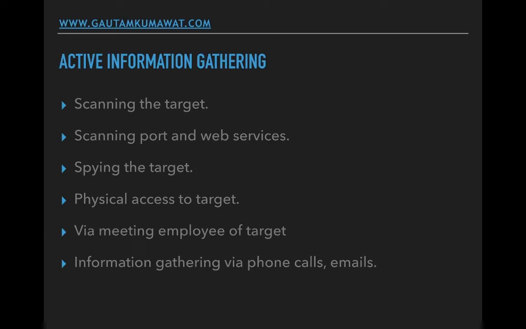Welcome to information gathering techniques. In this, we are going to learn about active information gathering. Active information gathering is scanning the target. Overall, we are leaving traces behind. These are some ways we can gather information actively. Either we scan the target and find out which type of web server they are using and which open ports they have, or we can spy on the target, or see the target by physically accessing it, or maybe by meeting their employees. And to play it safe, we gather the information by phone calls or email communications.